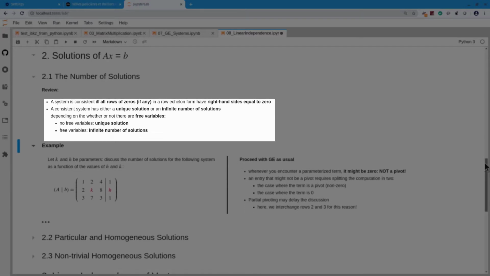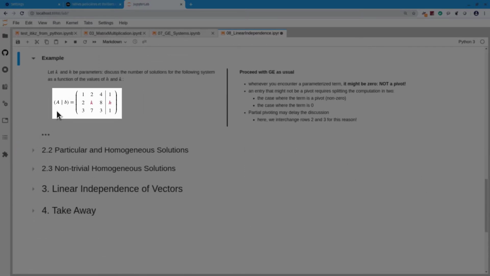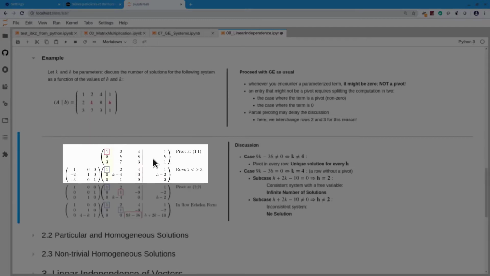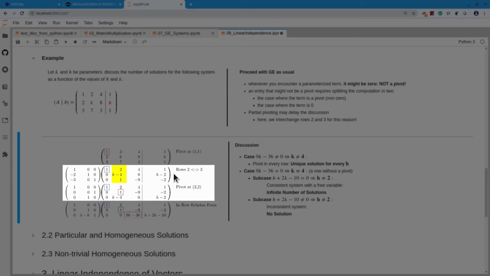Let's look at a quick example. Here is a matrix augmented by b, and I have two parameters in that matrix, k and h. And I want to discuss the number of solutions I get for this system depending on the value of those parameters. So we'll just do Gaussian elimination as usual. We set up our system, we find the first pivot at position 1,1, and we eliminate underneath it, and so we come to our second level. And so my pivot now ought to be k minus 4.